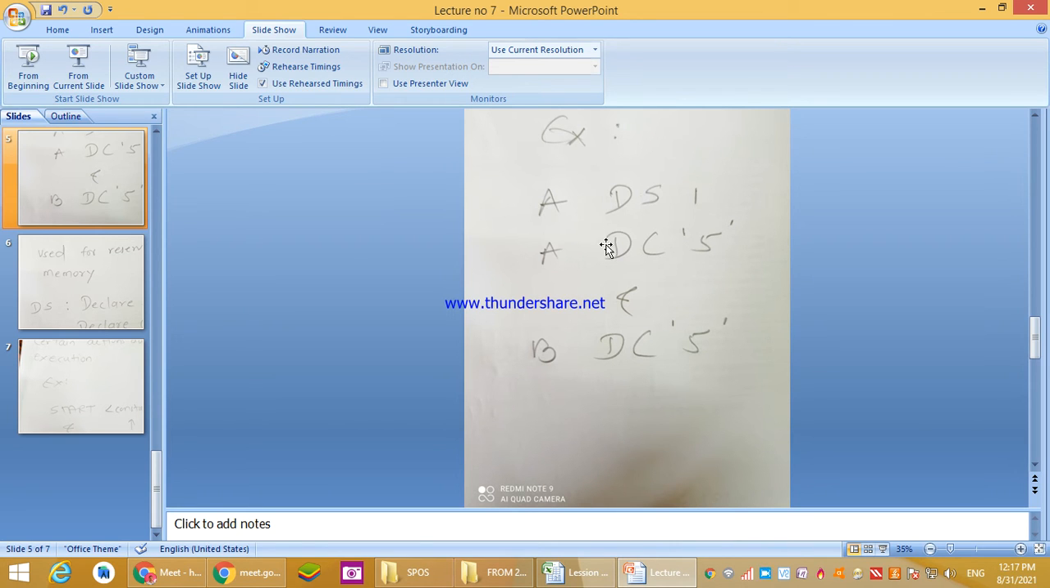Here you can see two line statements are required, two lines of coding. But with the help of this line, without using two lines, we can store the constant 5 in variable B by just using DC, right? By just using DC. This is the example of a declaration statement.